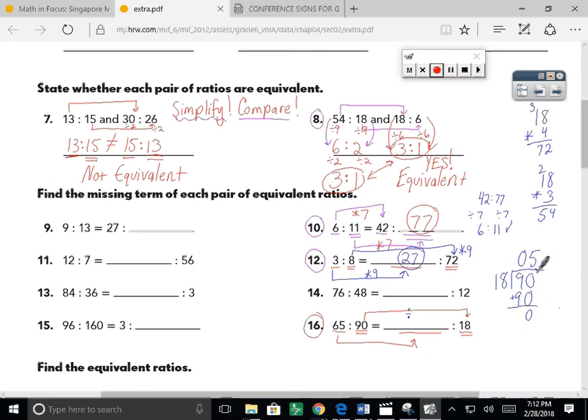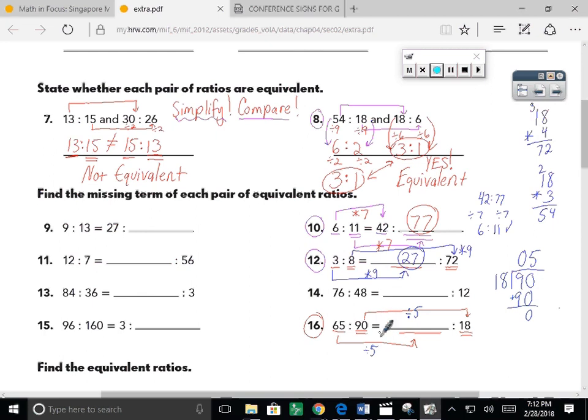Oh, actually, they must have divided by 5. The rule to go from 90 to a smaller number like 18 is divide by 5. If you do that to the second term, you must do that to the first term. The rules have to look the same to stay equivalent. And I know I want these to be equivalent because there's this equal sign sitting here. That's a big clue also.